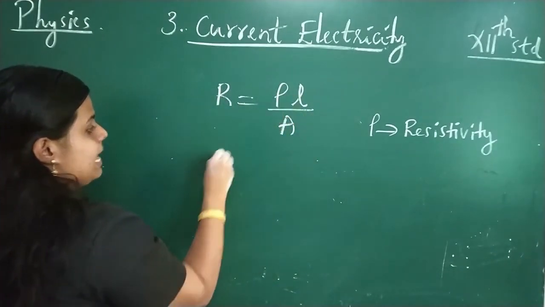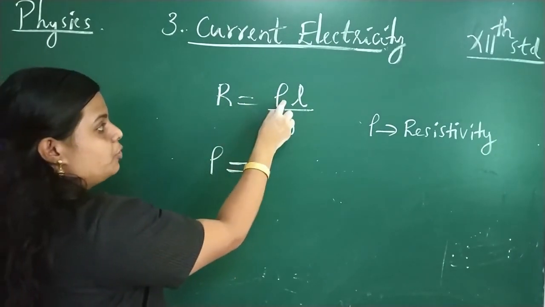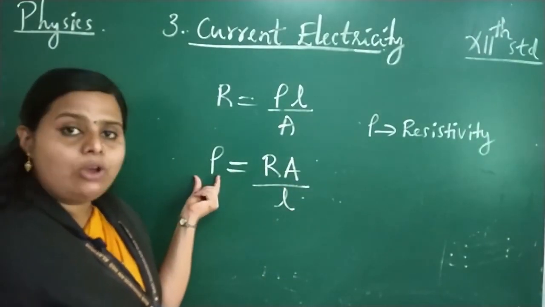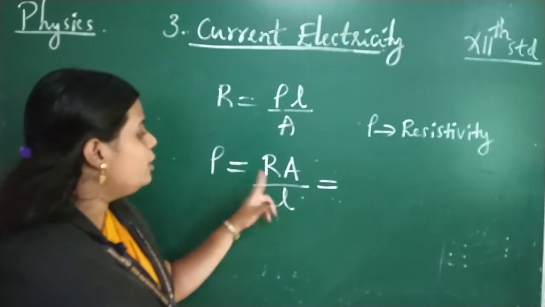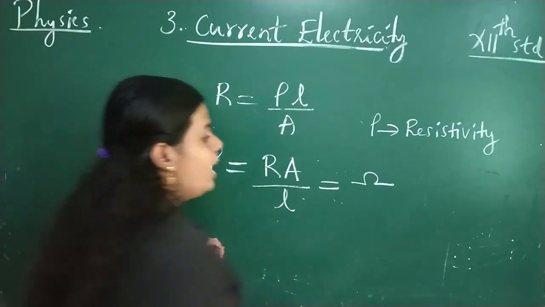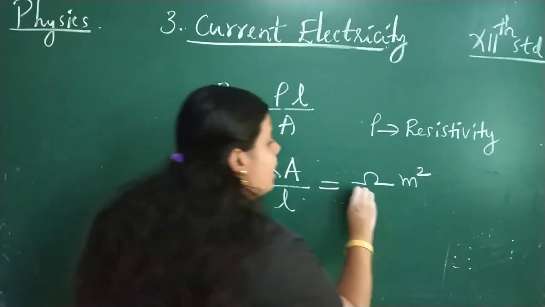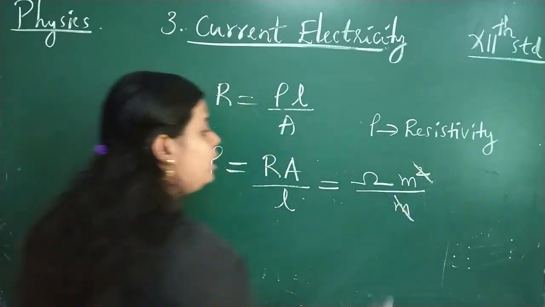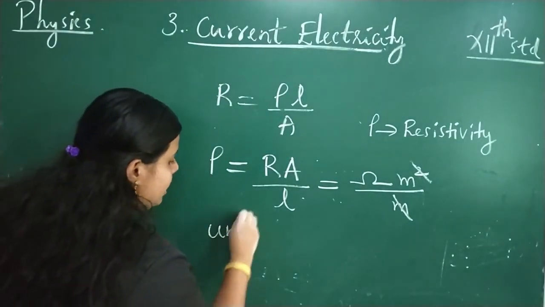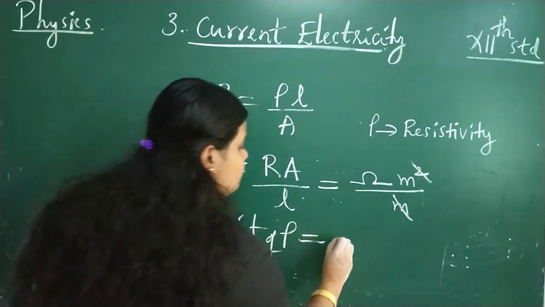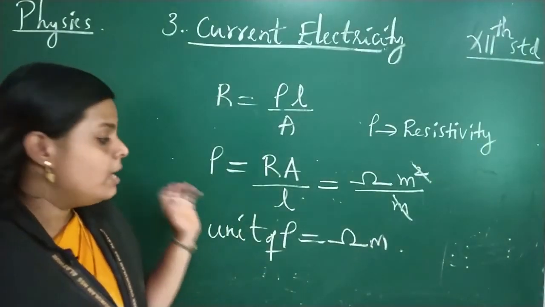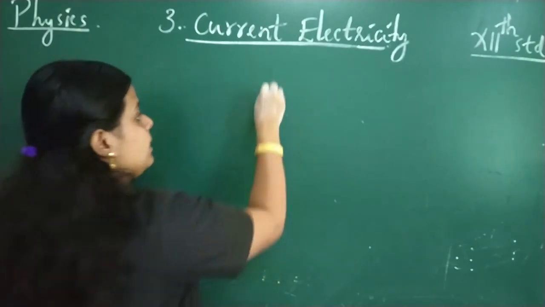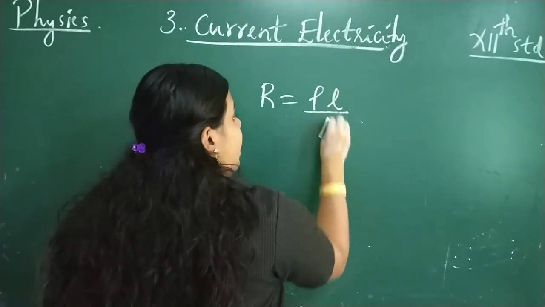Now let's find out the unit of resistivity. Okay, so here what is the expression for rho? From this we can write rho is equal to R into A divided by L. So what about the unit of rho? Yes, the unit of R is ohm, unit of A is meter square, divided by unit of length, which is simply meter. So what is the unit of resistivity? The unit of resistivity rho is, yes, simply ohm meter. Okay, so what is the unit of resistivity? Is ohm meter. Clear?